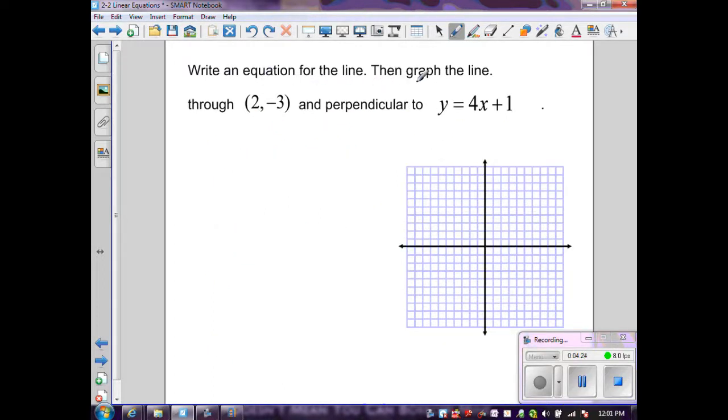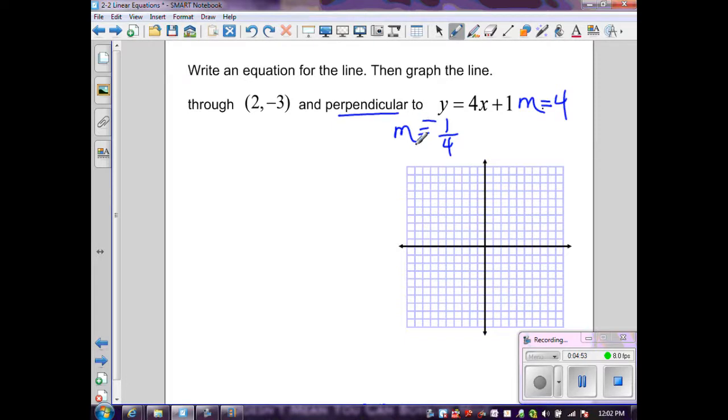Here they want us to write an equation of a line that passes through 2, negative 3, but is perpendicular to my given equation. So here my slope is m equals 4. But since I want this to be perpendicular, I need to have a slope that would be the negative reciprocal of this line. Therefore, a negative reciprocal would be 1 over 4. And since this is positive, I will make that negative.